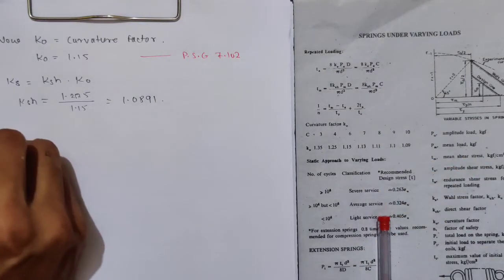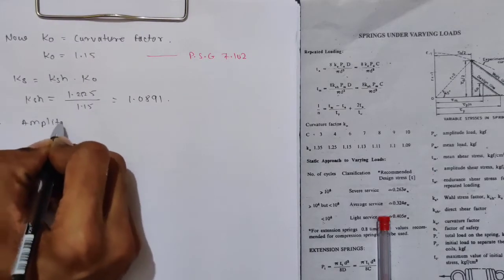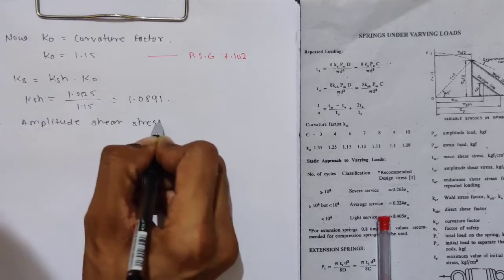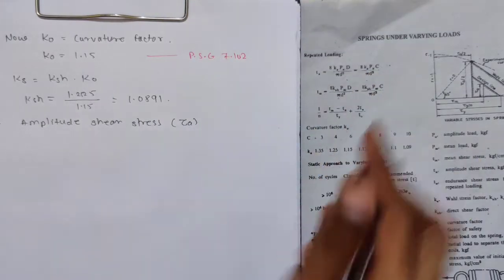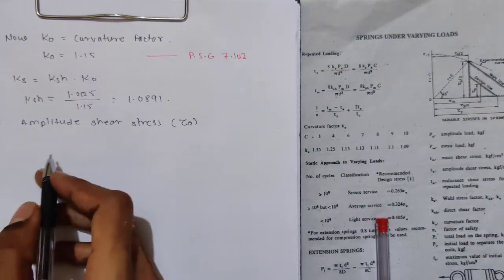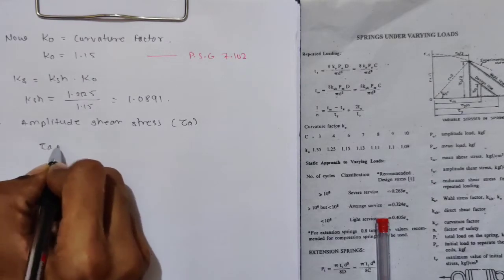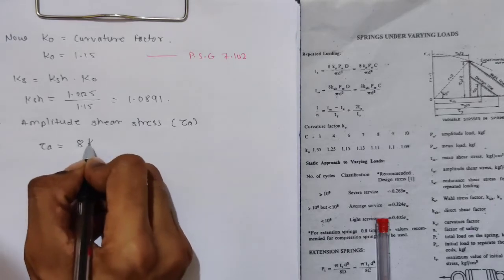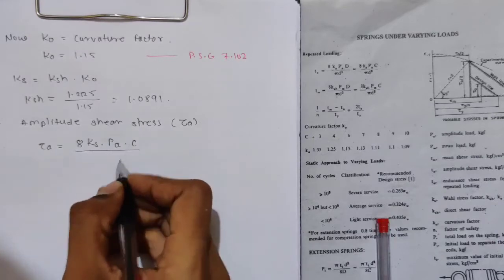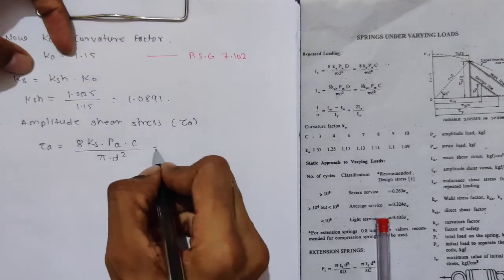So amplitude shear stress tau A is the first formula. We do not have the diameter, so we can use this formula. It is given as tau A is equal to 8 KS into PA into C divided by pi d square. Right, now I'm just putting the values.